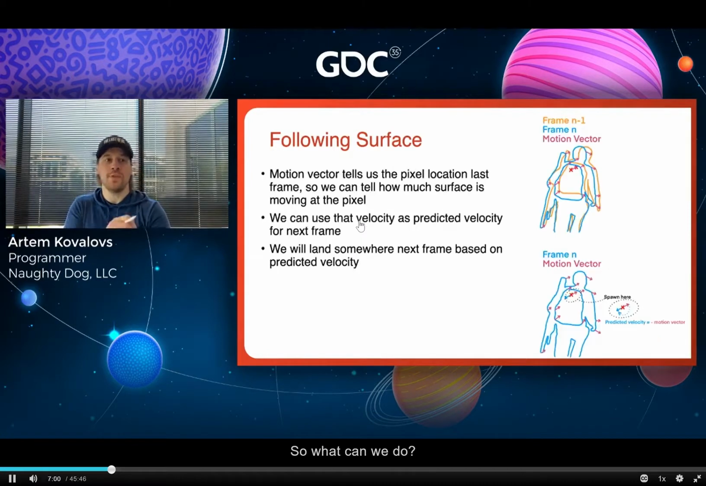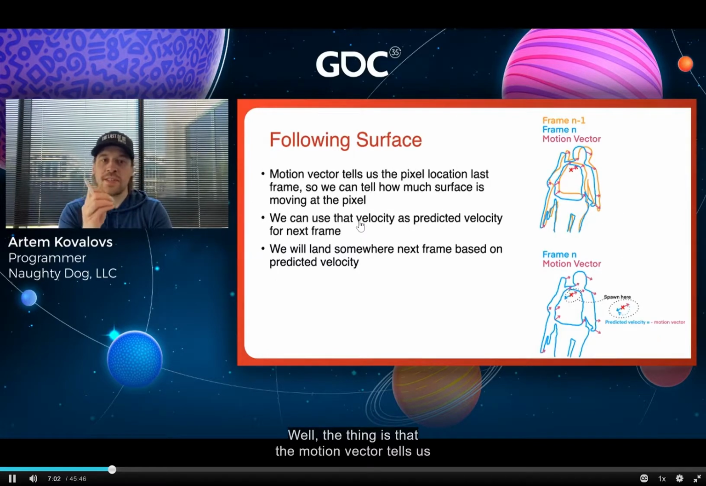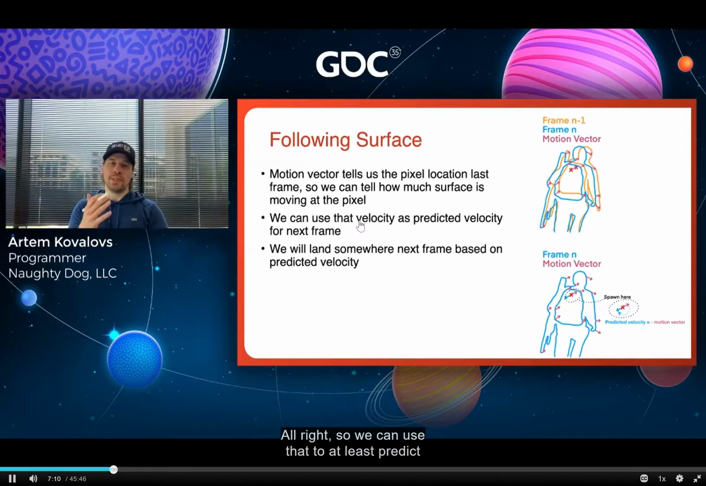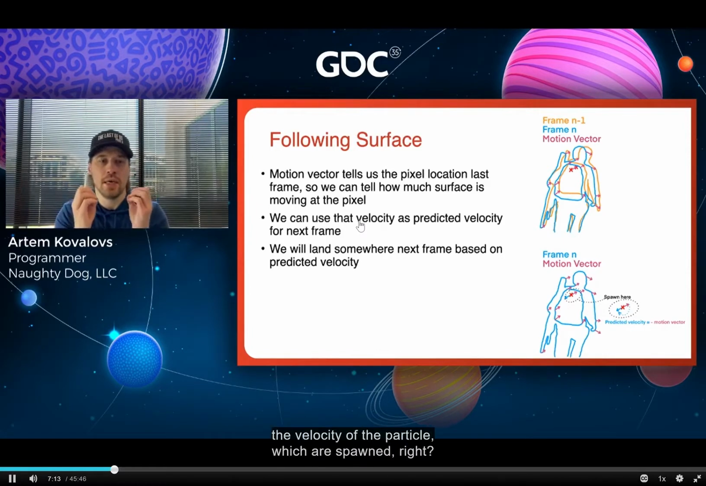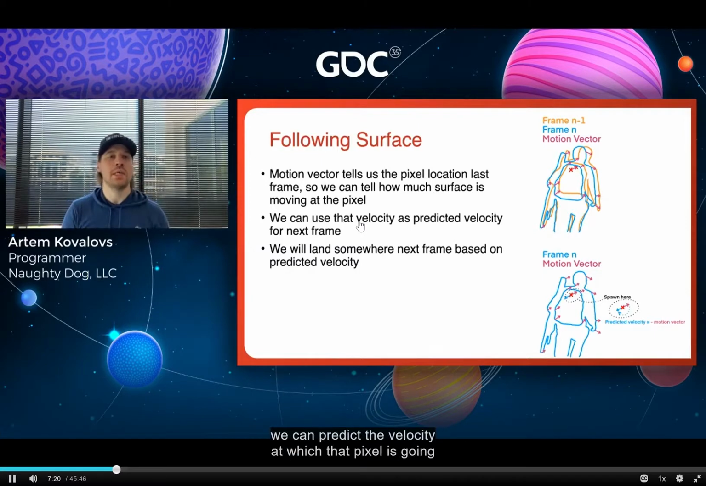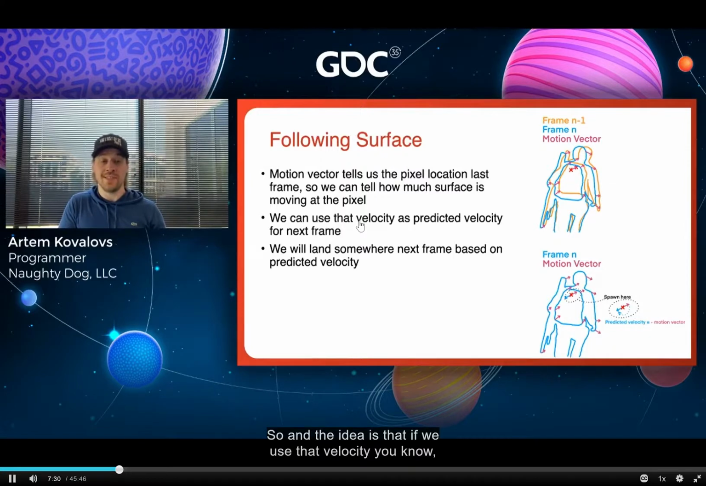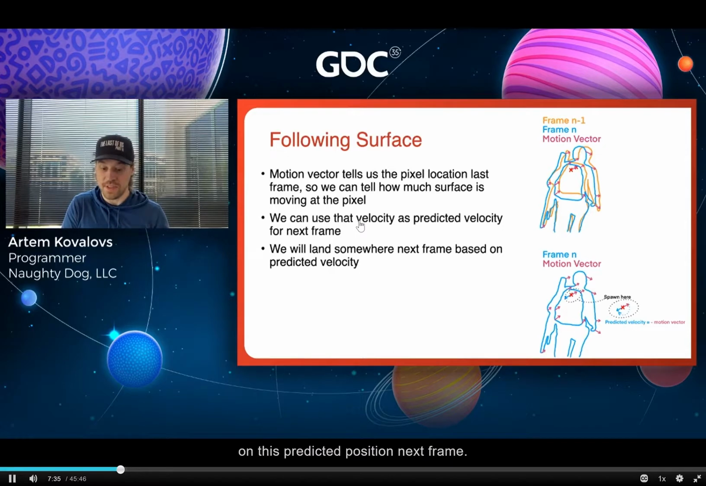But what can we do? Well, the motion vector tells us how the pixel location is moving at this current frame, meaning where it was last frame. So we can use that to at least predict the velocity of the particle we just spawned. Or if we know the particle is sitting on a particular pixel, we can predict the velocity at which that pixel is going to be moved across space to the next frame. The idea is that if we use that velocity, we're going to move the particle and land somewhere based on this predicted position next frame.